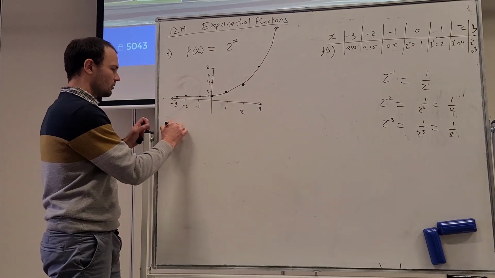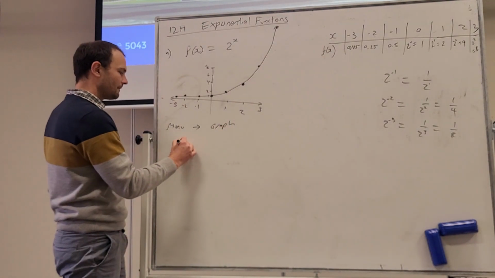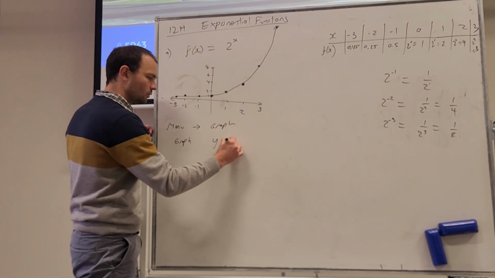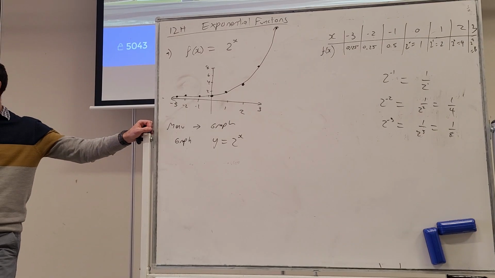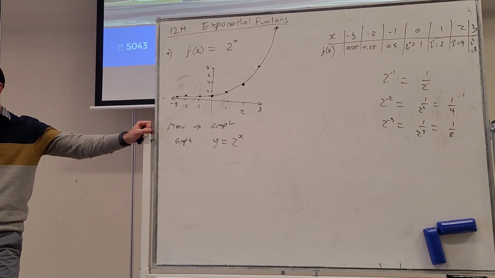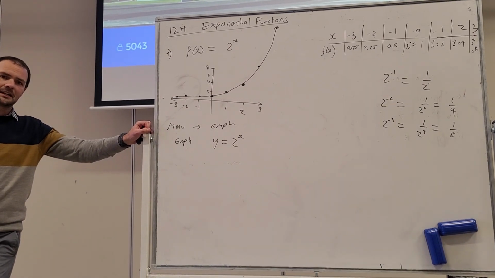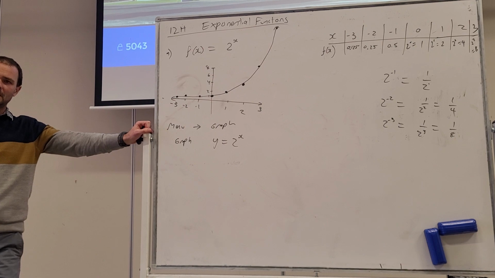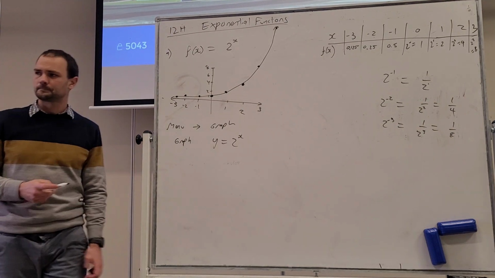We're going to go into the graph mode, menu, graph. We're going to graph the function y equals 2 to the power of x. 2 to the power of x. And the very first thing we're going to have to contend with is the V window. We want to set the V window so that we can see the graph.